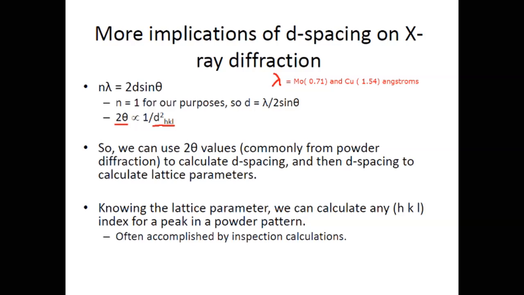So what you do is you do an X-ray powder diffraction pattern, which we'll show you in a little bit. You get the two theta values. You can calculate the d spacing. Once you know the d spacing, you can determine the lattice parameters. Once you have the lattice parameters, you can then determine the HKL values that are present for a particular diffraction pattern.